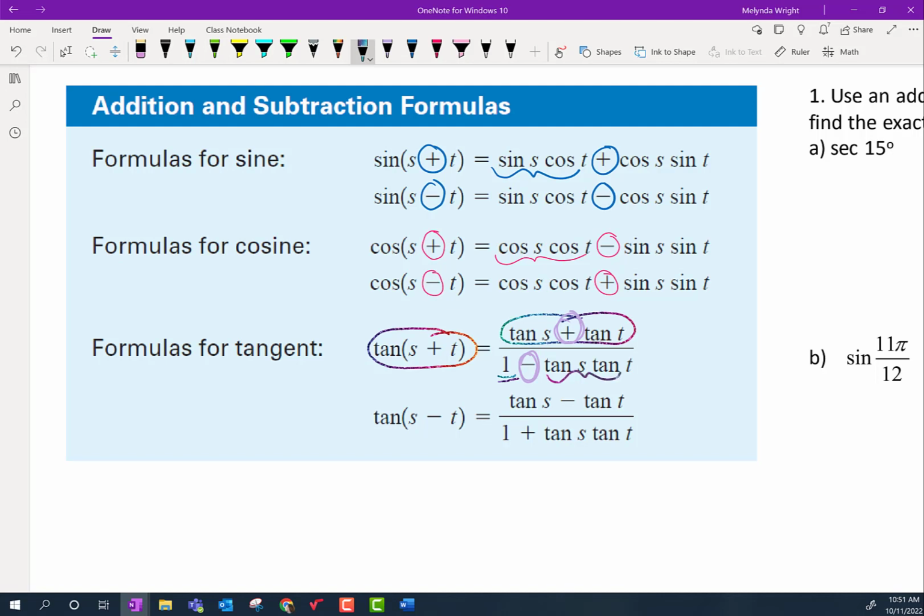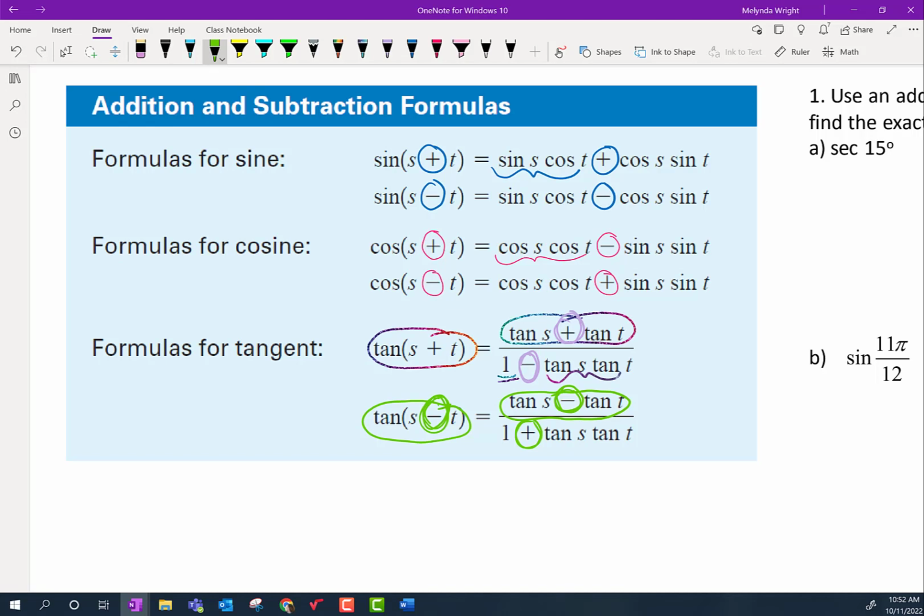And the same is likewise with the subtraction. So we've got tangent of s minus t. We've got tangent s minus tangent t. It just carries over to the numerator. And then we have 1. So notice this is a subtraction that matches this. The numerator matches the sign of what we're doing. And the denominator is always opposite. So it's 1 plus tangent s times tangent t.